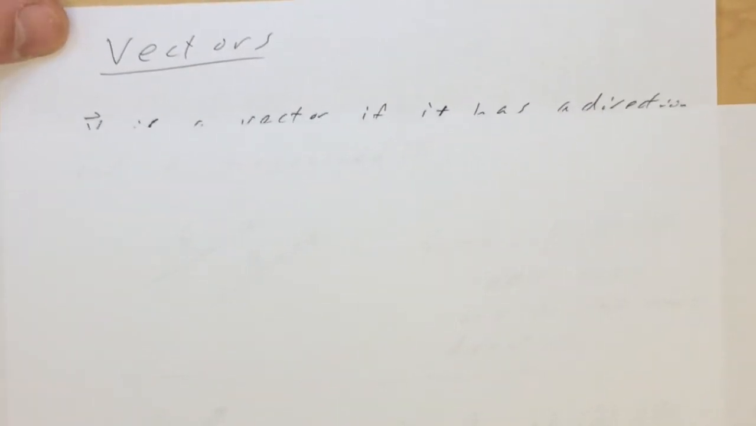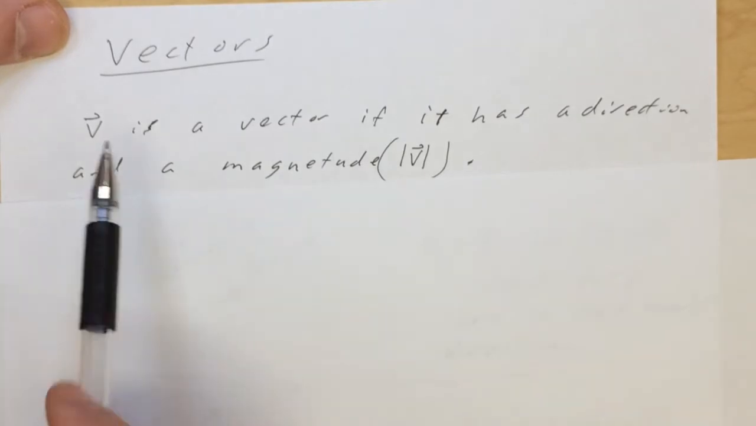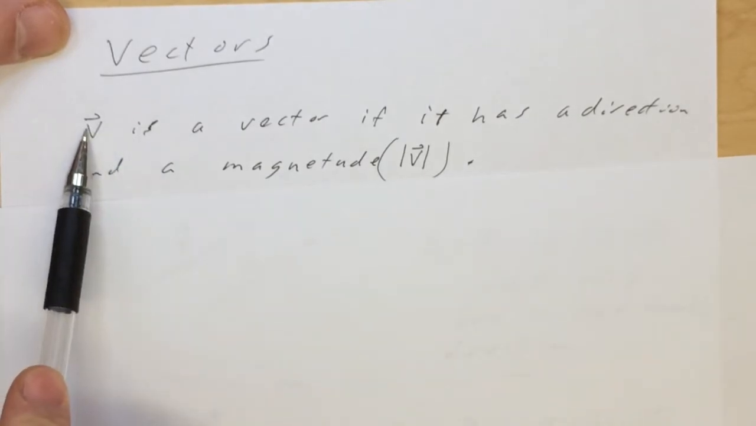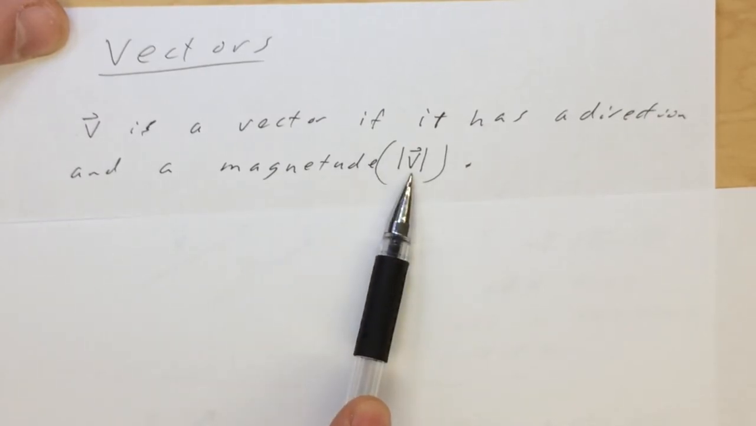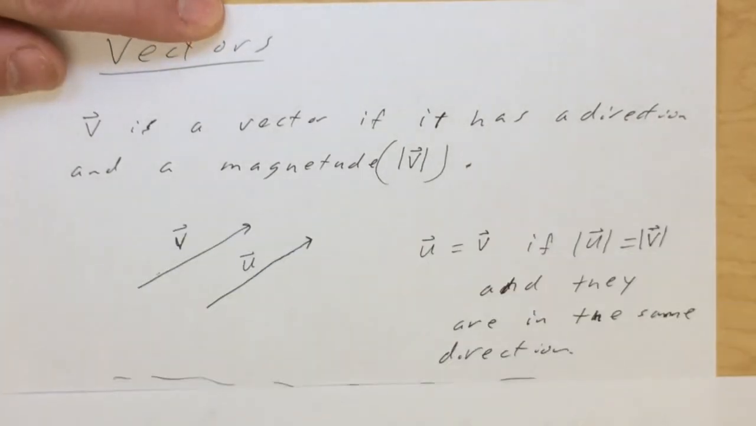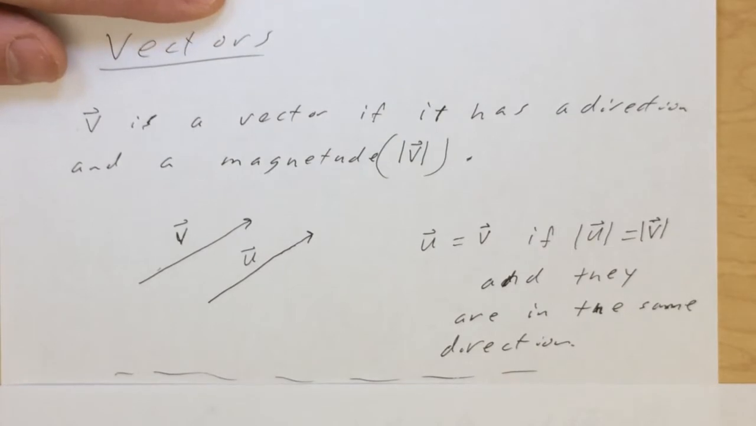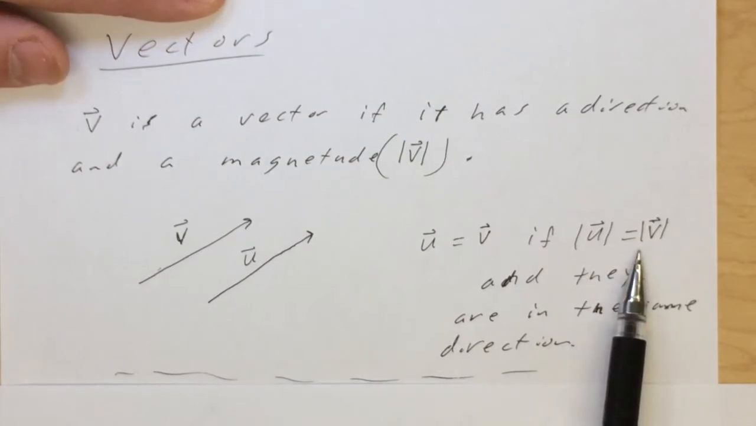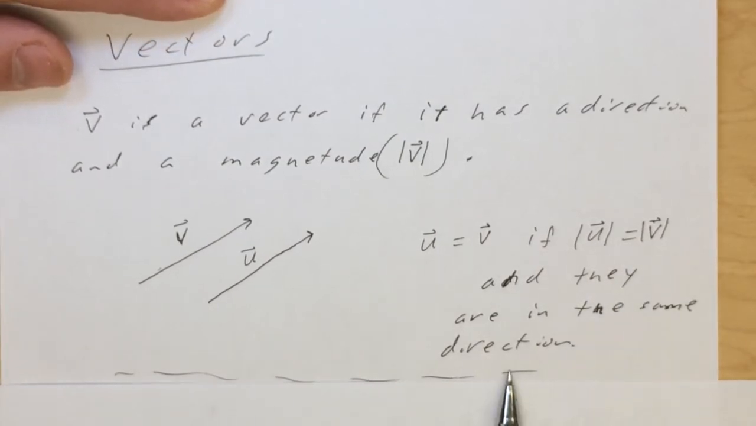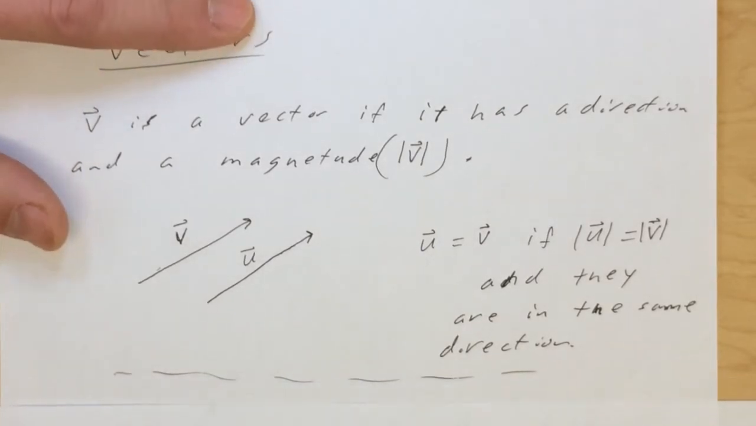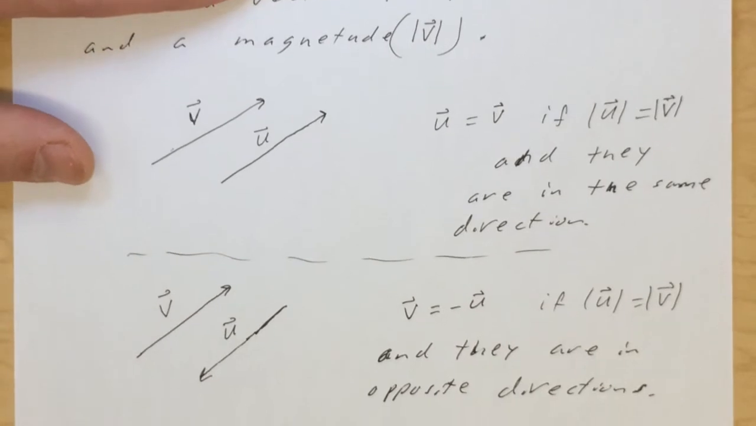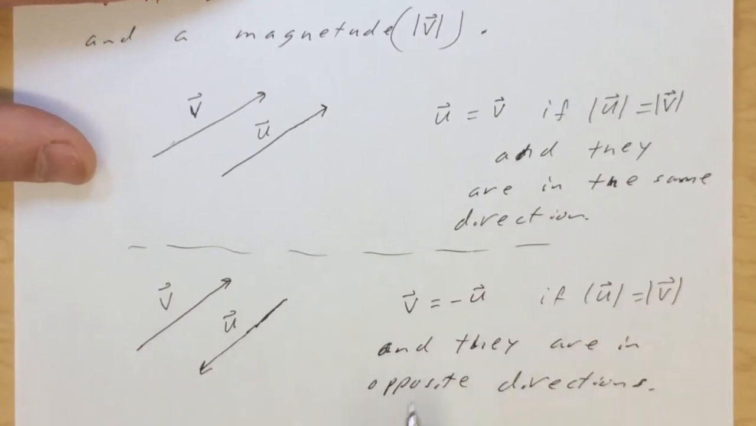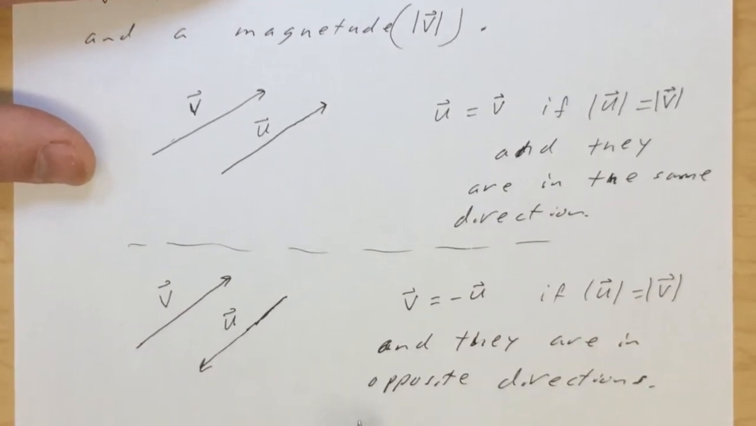Okay, so vectors. Yesterday we looked at what a vector was. We're going to write them with this symbol over top, v with the arrow, and the magnitude of the vector is written with the bars on the side. Two vectors that are equal in magnitude and go in the same direction are equal. Two vectors that are in opposite directions but with the same magnitude are the negative of each other.